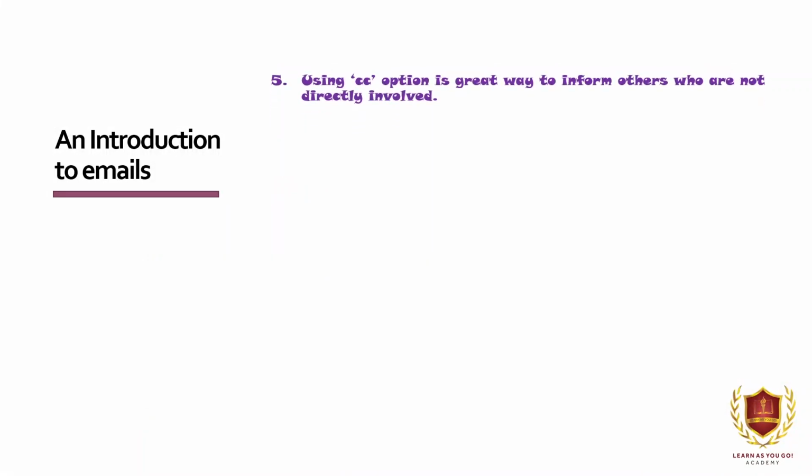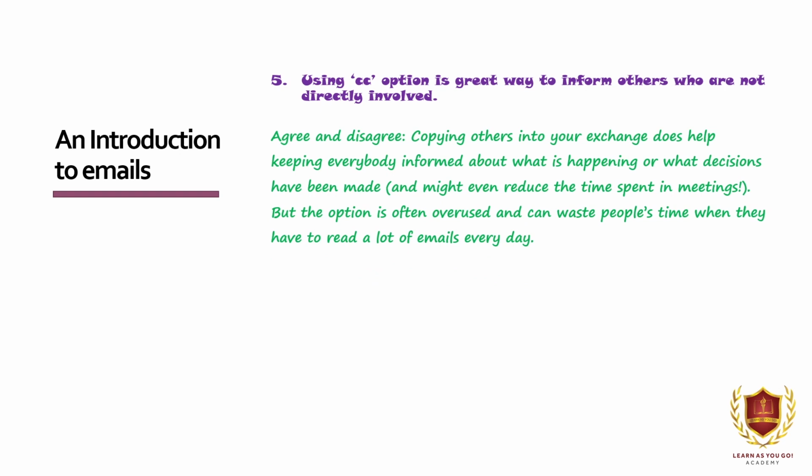Using CC option is a great way to inform others who are not directly involved. Agree and disagree. Copying others into your exchange helps keep everybody informed about what is happening or what decisions have been made, and might even reduce the time spent in meetings. But the option is often overused and can waste people's time when they have to read a lot of emails every day.